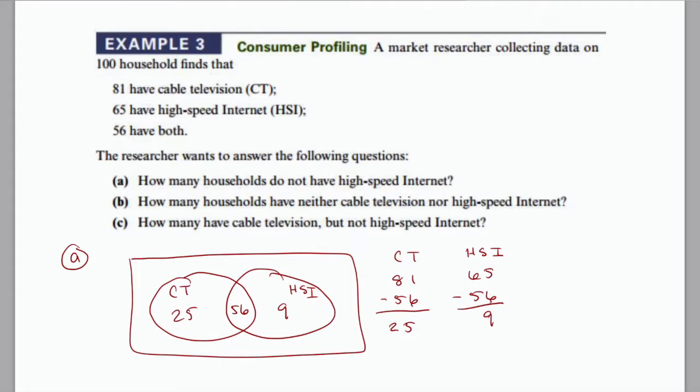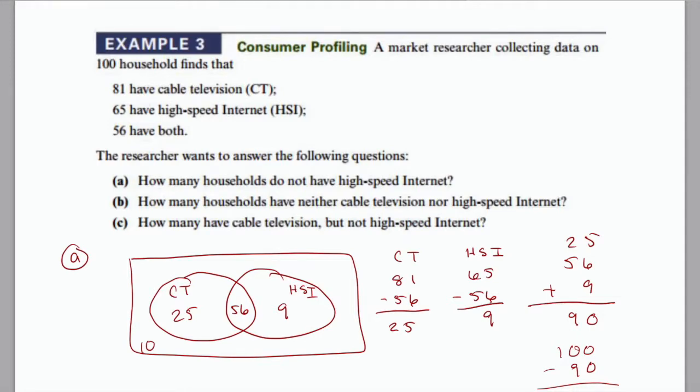Now that we have these numbers, how many have none? Well, we're going to add 25 plus 56 plus 9. That's going to give me a total of 90. So 100 minus 90 will be 10. So 10 have none. No internet and no cable TV.